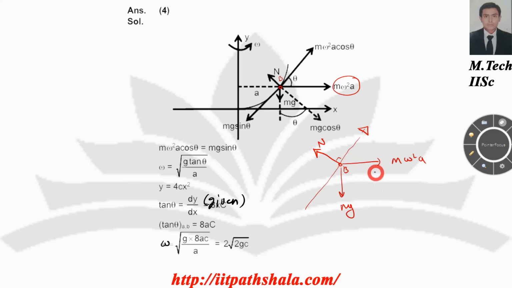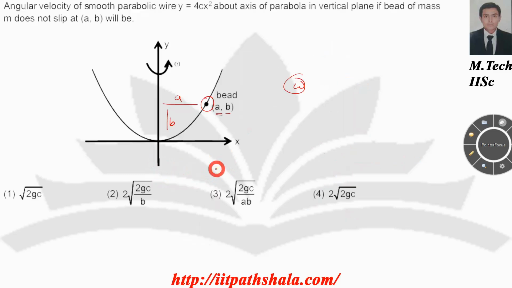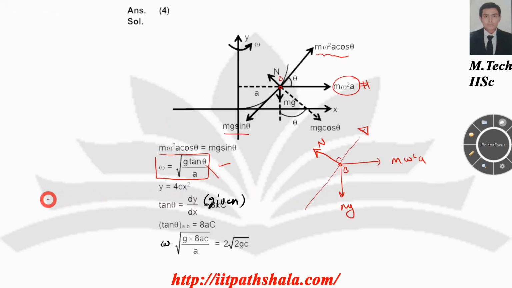After which, if I am resolving the forces in the direction of the tangent, I land up with the following expression: m omega square a cos theta, due to the contribution of this pseudo force, is balanced by the contribution of mg, the gravitational force, which is mg sine theta. So m omega square a cos theta will be balanced by mg sine theta. Now you can easily find the value of omega from this expression. After finding the omega, your job is not done, because tan theta is unknown. In this question, there is nothing like tan theta given to you, so you have to find tan theta.